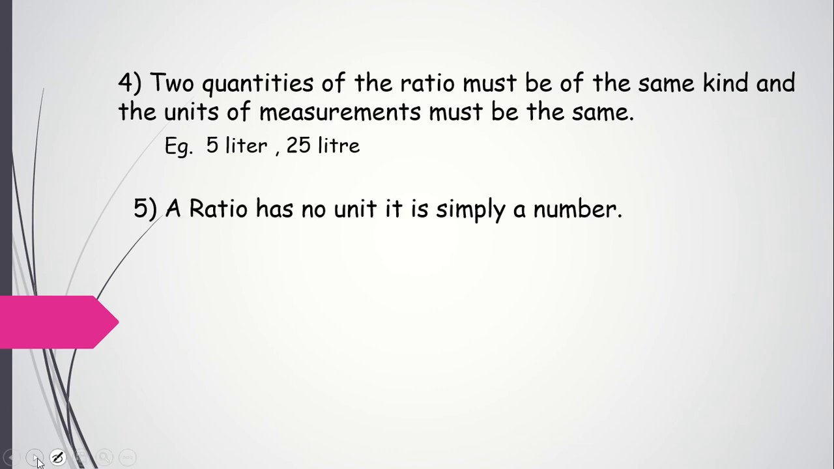A ratio has no unit, it is simply a number. Because when we take the ratio, the units, liter, will get cancelled. What remains is only a pure number.